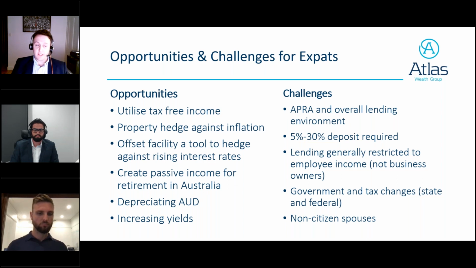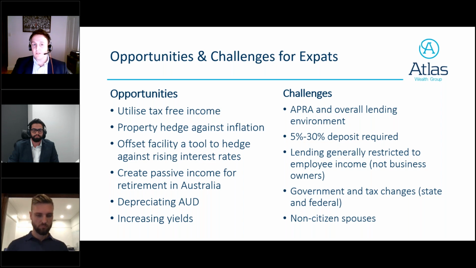Using property as a bit of a hedge against inflation, so capturing some of that increase in asset value. Using an offset facility as an expat overseas, again, particularly in a high or rising interest rate environment, where you can move funds from overseas, keep them in your offset account, and reduce some of that interest expense. That is a fantastic tool that most of the banks in Australia will offer to expats. And then, taking advantage of the depreciating Aussie dollar, for clients that are pegged to the US dollar or similar, you're seeing a higher purchasing power with your foreign currency at the moment.